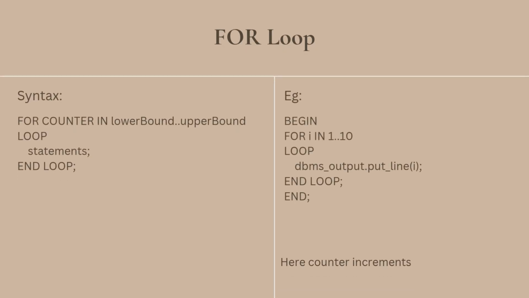A for loop in PL/SQL is like giving the computer a set of instructions to repeat a task a certain number of times, or for each item in a list. The syntax of for loop is shown on the screen. Here lower bound and upper bound are used to control the range of numbers, and statements are the lines of code that you want to execute for this range.